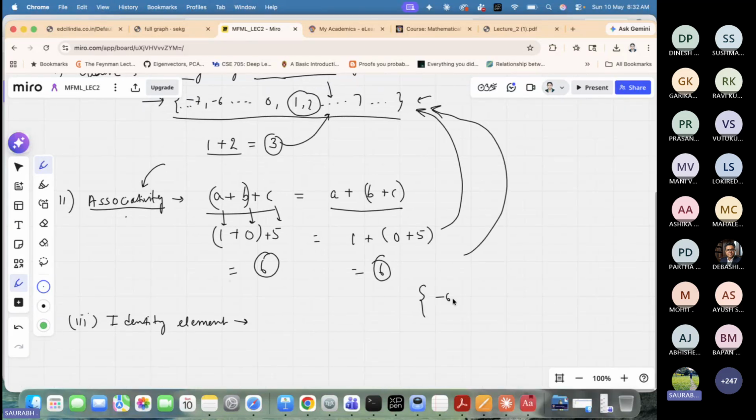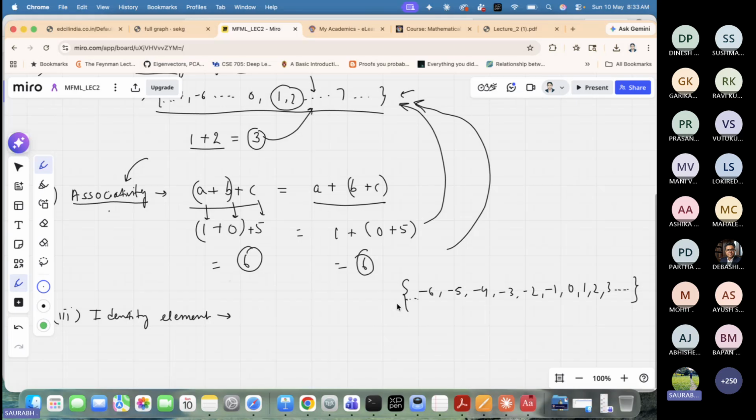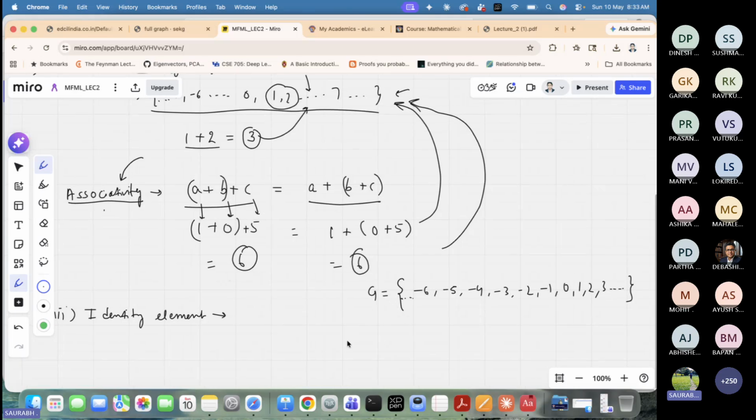Let's say -6, -5, -4, -3, -2, and this extends up to infinity, right? -1, then 0, 1, 2, 3, and then it extends up to infinity. Now in this set, let's say we call this set G. This is a set of all the integers. Now in this set, is there an element that we can combine with another element, but it doesn't affect the initial element which is getting combined? Is there an element in this set?